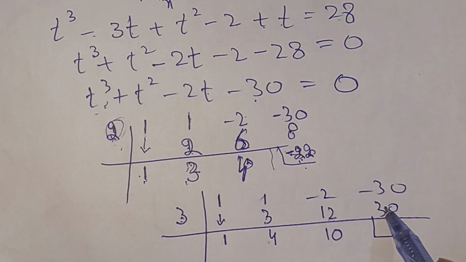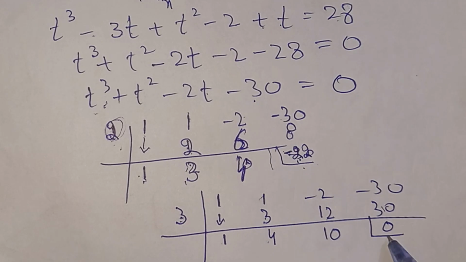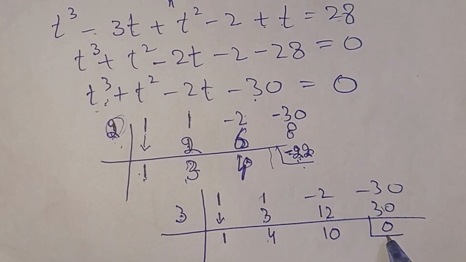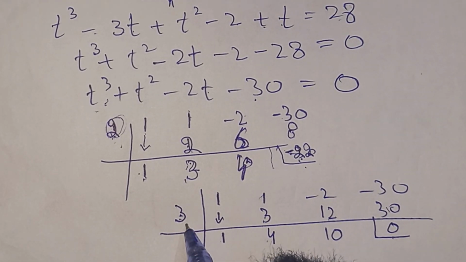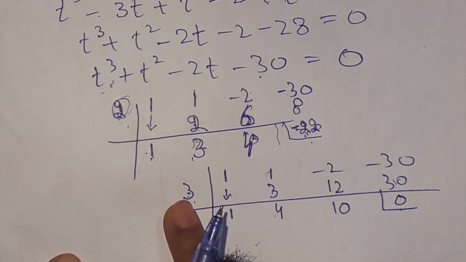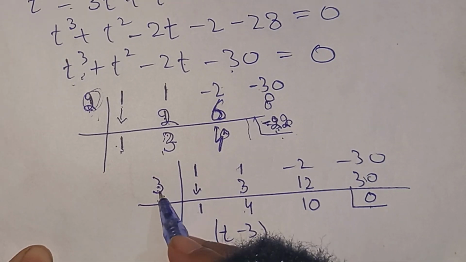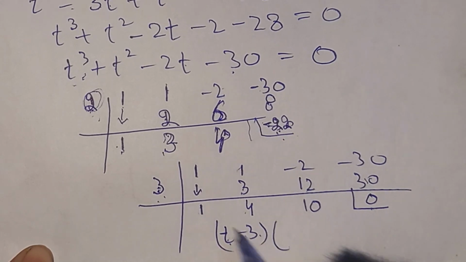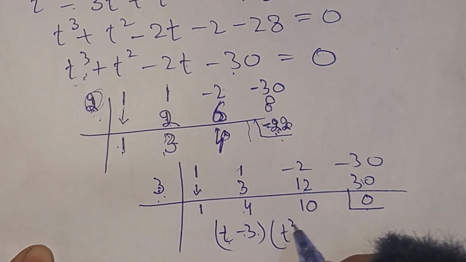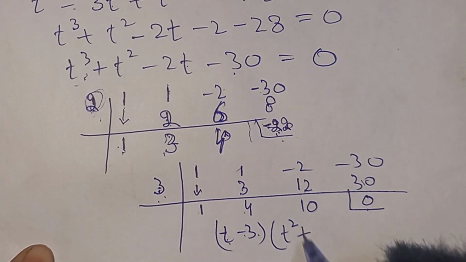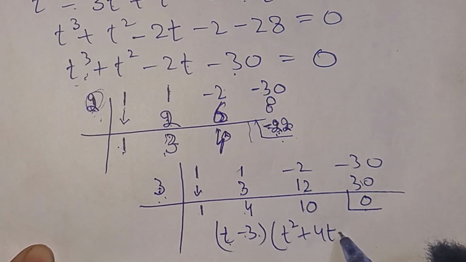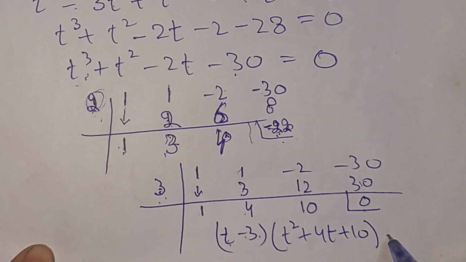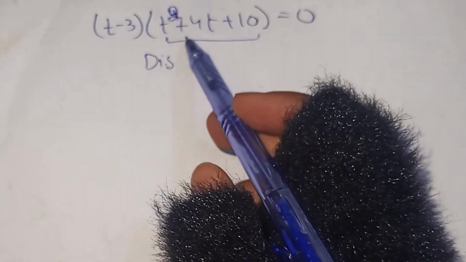So minus 30 and plus 30 is 0. The remainder is 0 in this case. So this implies 3 is a factor of our equation. Now we write this as, so one factor is 3. We write this as t minus 3, and the other factor will become t square plus 4t plus 10. It's equal to 0. This is a quadratic equation.